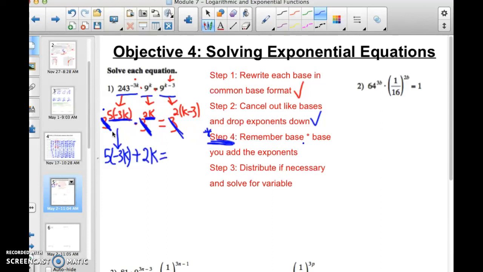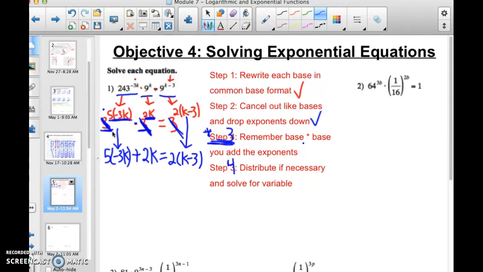And that equals then, there's no multiplication happening on the right-hand side, and so I just drop down the exponent of 2 times k minus 3. So at this point, I have done step 2. I've dropped the exponents down, but I've also done step that's supposed to say 4, or 3, and that's supposed to say 4. I've done step 3 as well. I remembered that base times base, you add the exponents. That's why I put plus 2k there.